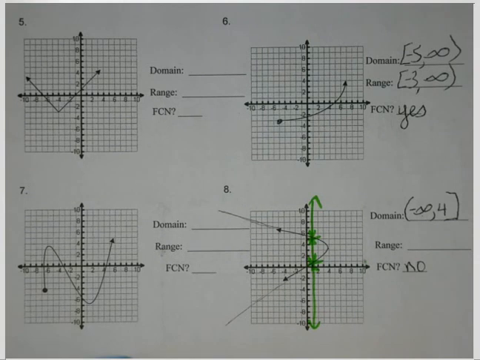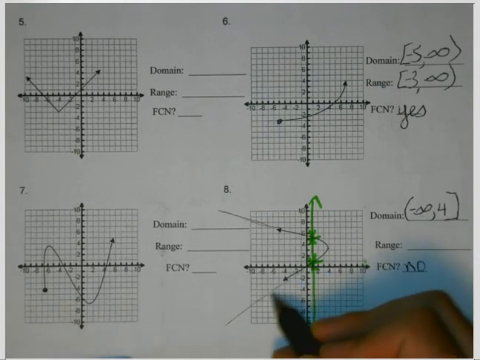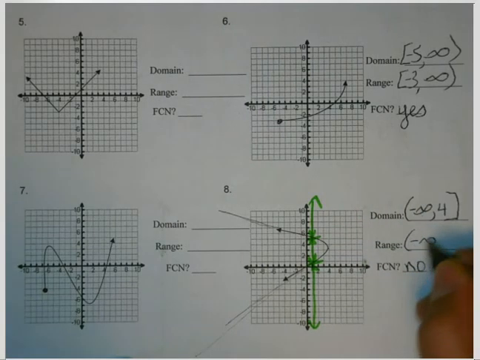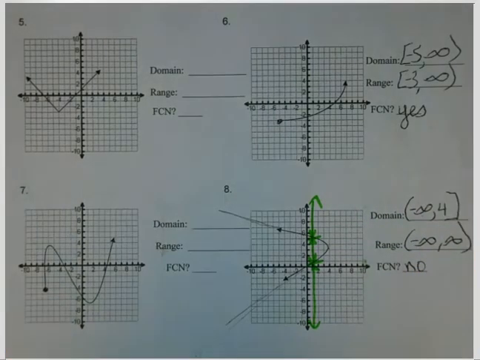Now range, what about that? Well, this goes forever, down, down, down, down. This is going to go forever, up, up, up, up, up. So the negative infinity and beyond. Oh, wait, that's a movie.